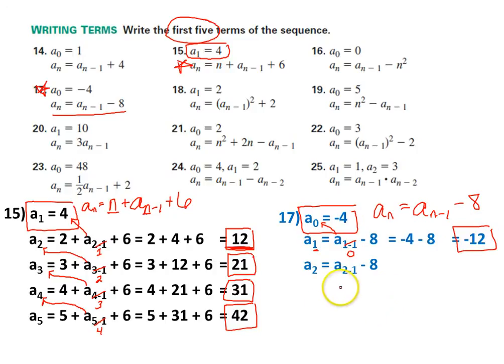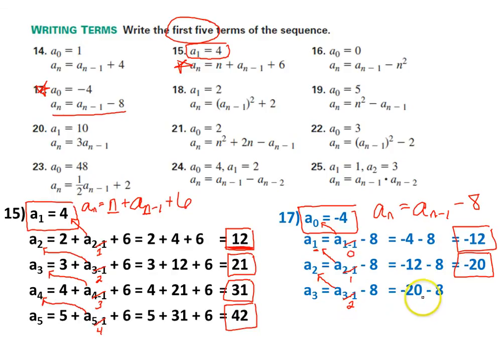Then we keep going. A sub 2. A sub 2 minus 1 minus 8. 2 minus 1 is 1. A sub 1 we just did was negative 12. So we have negative 12 minus 8, which is negative 20. A sub 3, so plug in a 3 anywhere there's an n. A sub 3 minus 1 minus 8. 3 minus 1 is 2. A sub 2 was negative 20, so we have negative 20 minus 8 is negative 28.